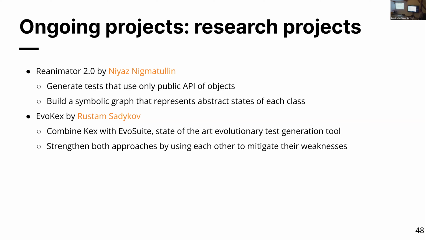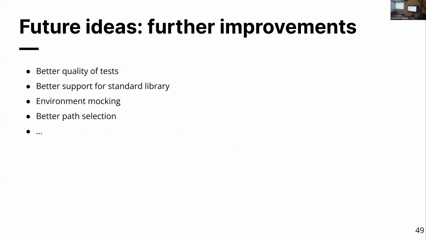And the last project is also quite interesting. It's an ongoing project by Rustam. This is what I already mentioned. He tries to combine EvoSuite and KEX to increase their combined power by somehow finding the weaknesses of each of these tools. Currently we're at the stage of evaluating what we have. He has a working prototype, but we are trying to understand: is it working?